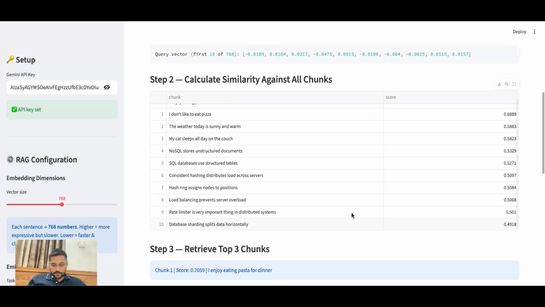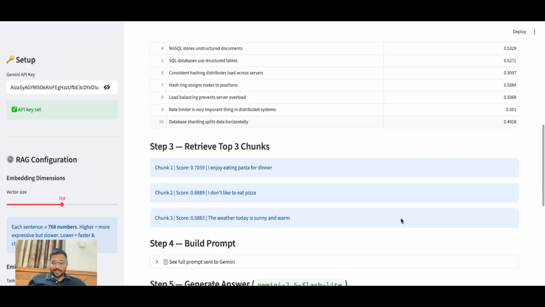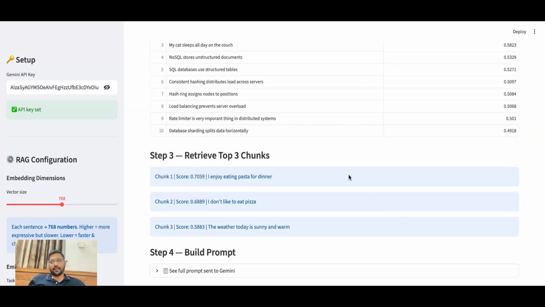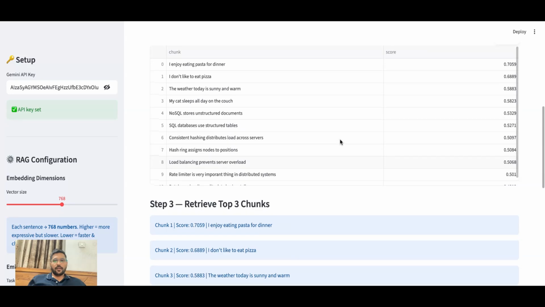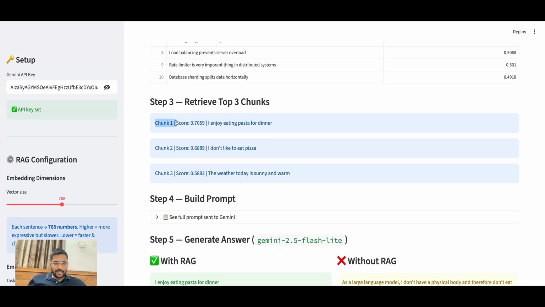Out of this we will retrieve the top three chunks. This we will have to do by trial and error, like how many works best for us, and based on that we can take it up. So these three chunks we took from our vector database: "I enjoy eating pasta for dinner," "I don't like to eat pizza," "the weather today is sunny and warm." This one is less relevant, so that's why its score is also lesser.